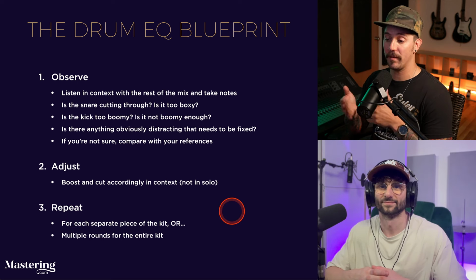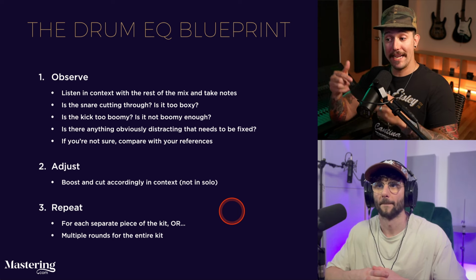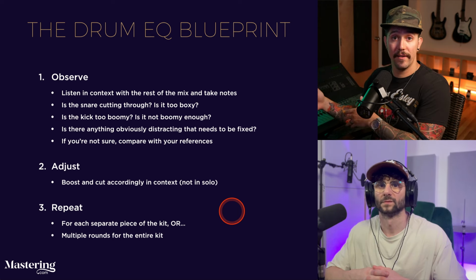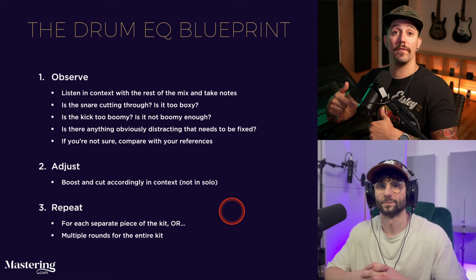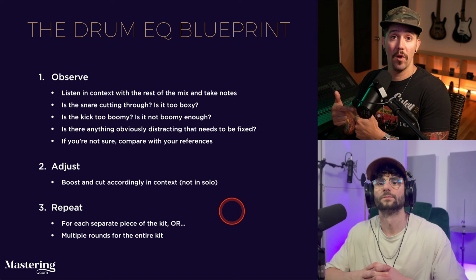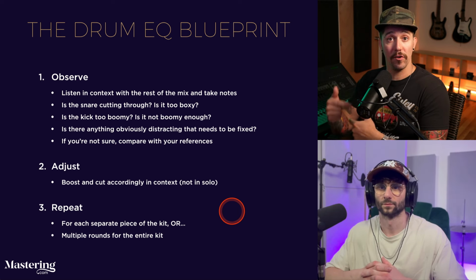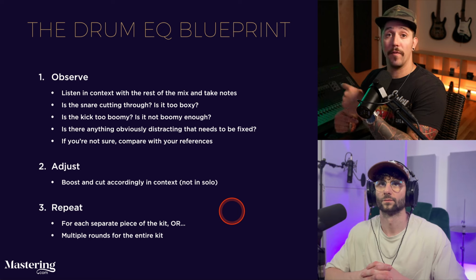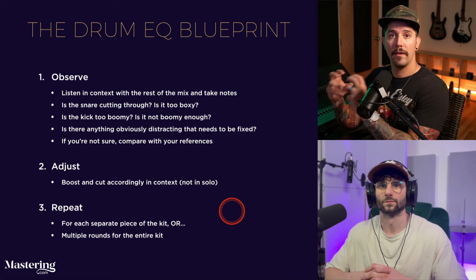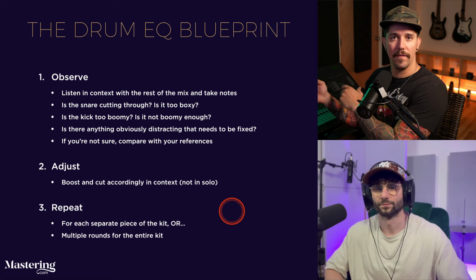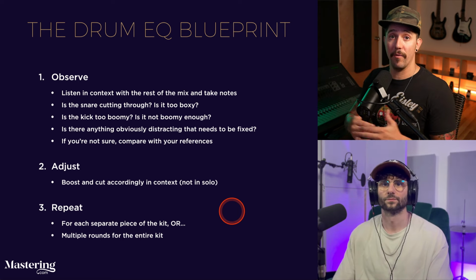You know, some people find it helpful to do this process for each separate piece of the kit, right? So, hey, this round, I'm going to observe what's going on with the kick drum. Then next round, I'm going to observe what's going on with the snare drum. And then I'm going to focus in on the toms. So that can be a nice way to break up each section of the kit. Some people have success doing it that way.